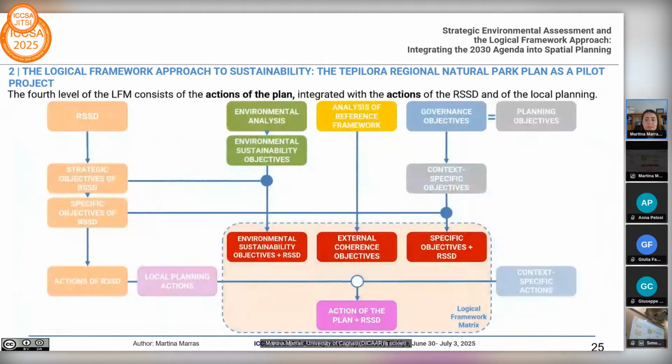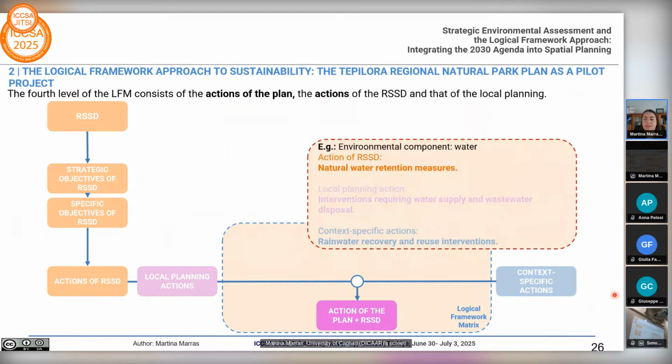This study identified three sources for these actions. Context-specific actions, which, like the corresponding objectives, reflect governance and planning priorities, and in this case are firmly rooted in the environmental analysis, with a strong orientation toward sustainability. Local planning actions, defined at the national level to promote the sustainable development paradigm at local level, and RSSD actions, which were considered relevant to the themes addressed in the TP-LoRa Park Plan. Since all of these actions are already oriented towards sustainability, further integration for that purpose is not essential, however, merging and reformulating them is important to avoid the redundancy that could undermine the effectiveness of the LFA. Here we have an example that shows three actions for each source and how they are sustainability oriented.